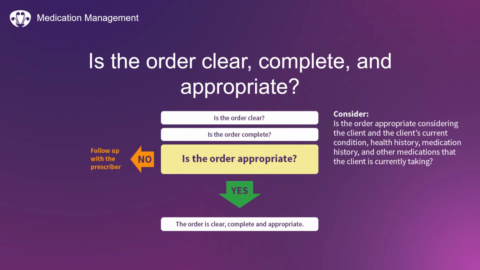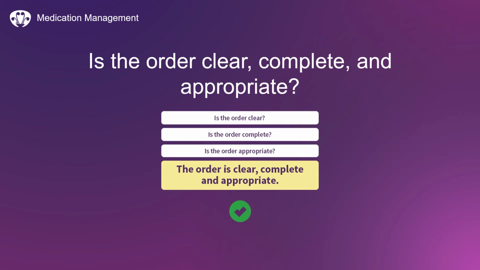If the answer is yes, the third question to ask is: is the order appropriate? Is the order appropriate considering the client and the client's current condition, health history, medication history, and other medications that the client is currently taking? If the answer is no, the nurse must consult with the prescriber. Medication orders must only be accepted if they are clear, complete, and appropriate.